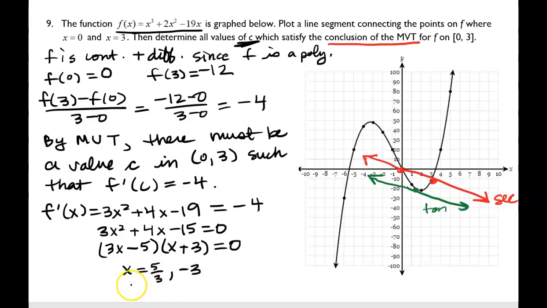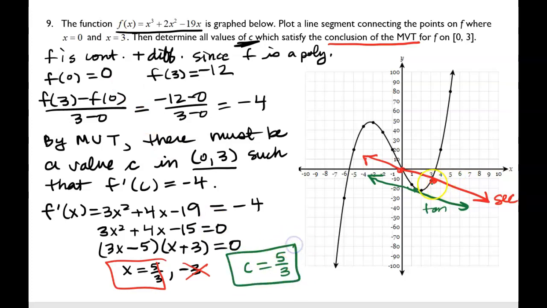Now you can have more than one value where this works, but if I look at my graph, I should only have one. And so you need to double check, are both of these x values in the interval 0 to 3? And the -3 is not actually in my interval. It's just the 5/3. And so what I want to state for my final answer is that my c is just 5/3. That matches up with what I can see on the graph. 5/3 is between 1 and 2, so it makes sense. That is the place where the slope would be equal to the slope of the secant line.